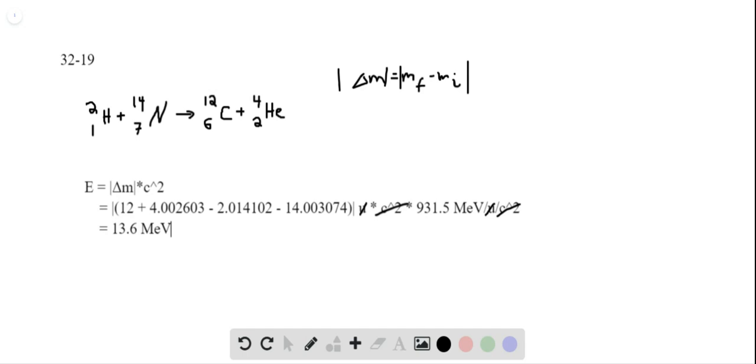So looking at these different changes in mass in atomic mass units, u, we multiply that by our mass-energy conversion factor, which is 931.5. Just in case my units aren't clear, it's 931.5 MeV per c squared per u, and that cancels out our c squared and our atomic mass unit.